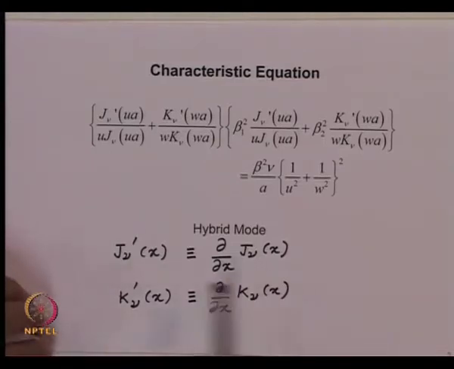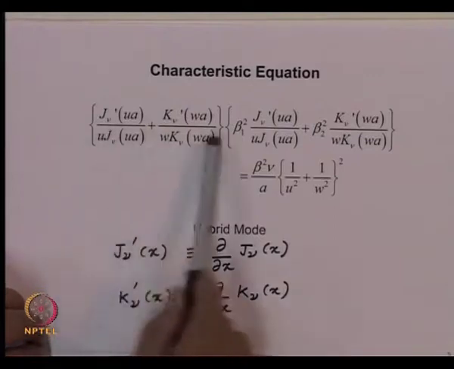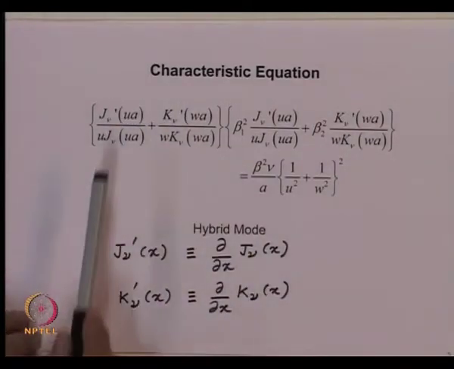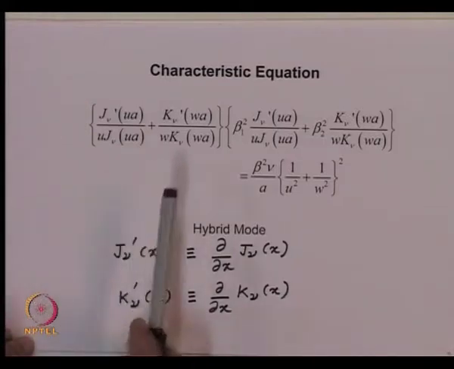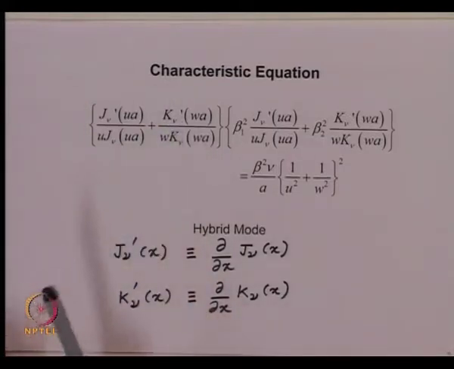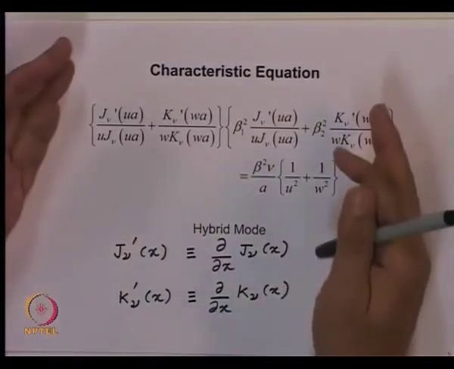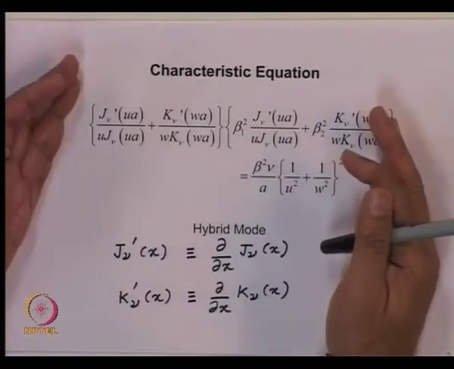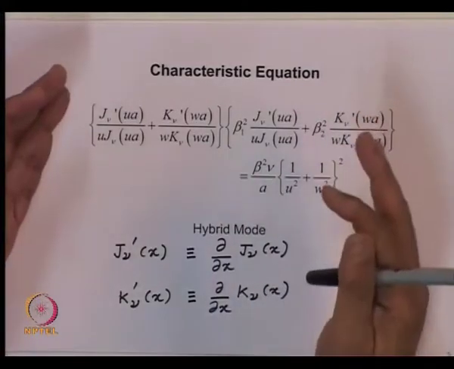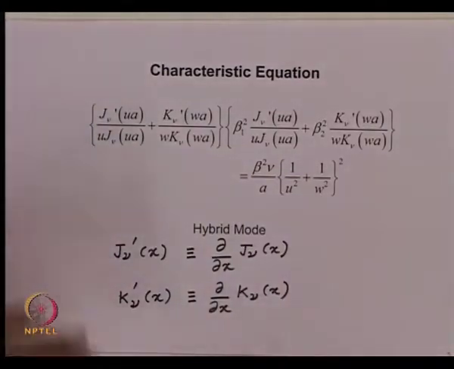Just for simplicity, we write down the characteristic equation in this form. So you have here a derivative of the Bessel function, and a derivative here for the modified Bessel function, and this equation essentially now represents the characteristic equation for a general mode which is having all 6 components.